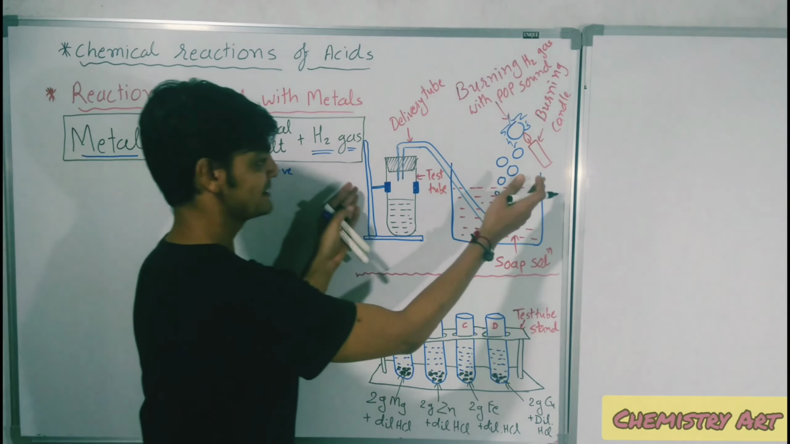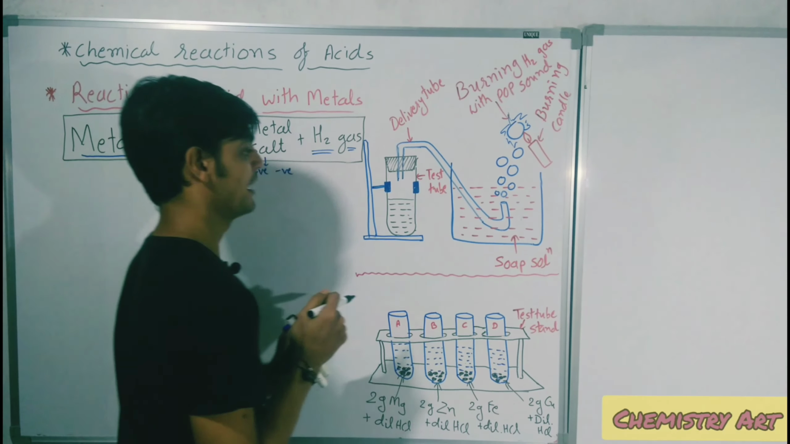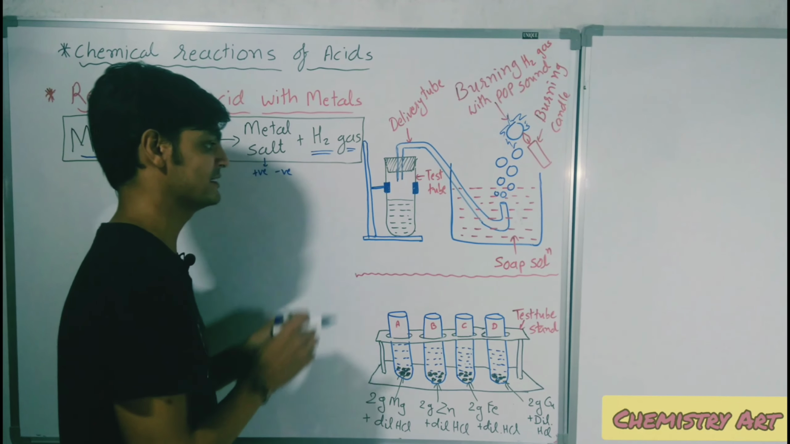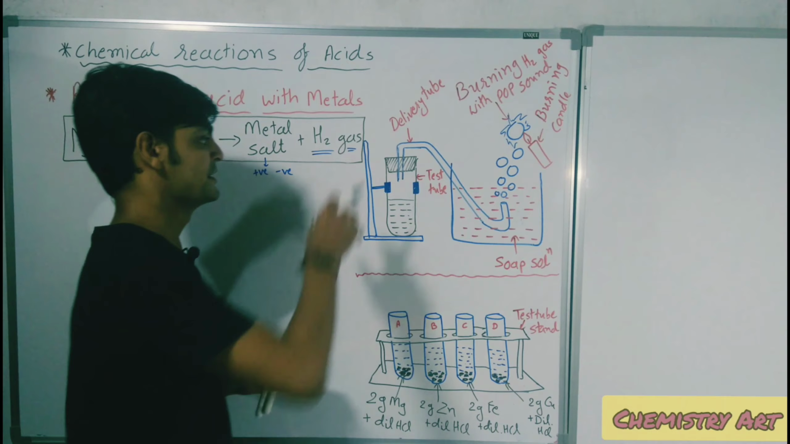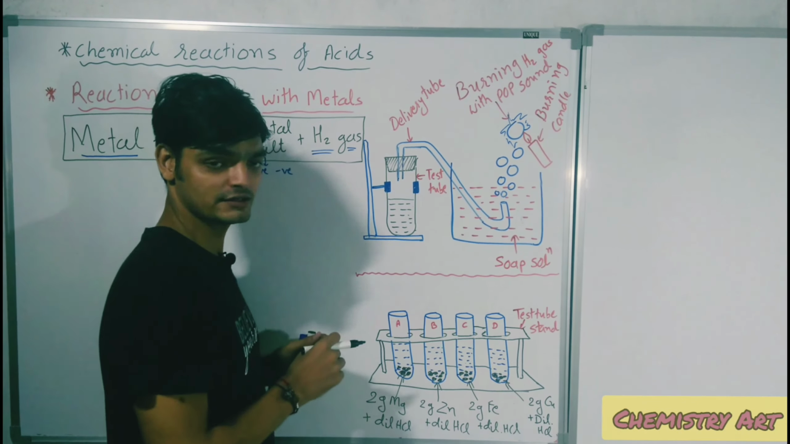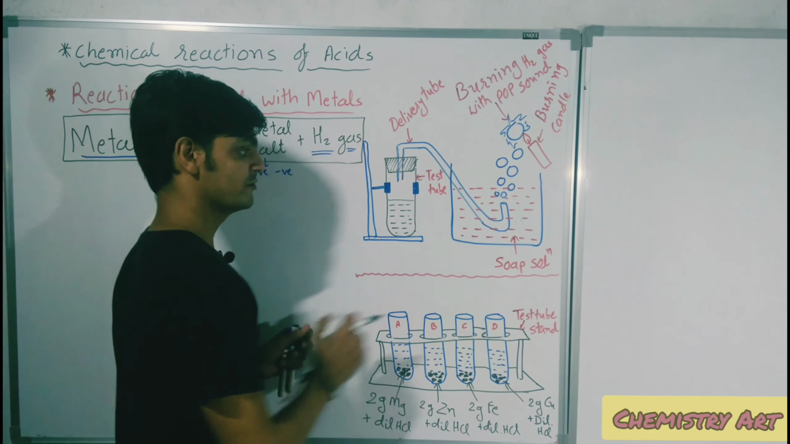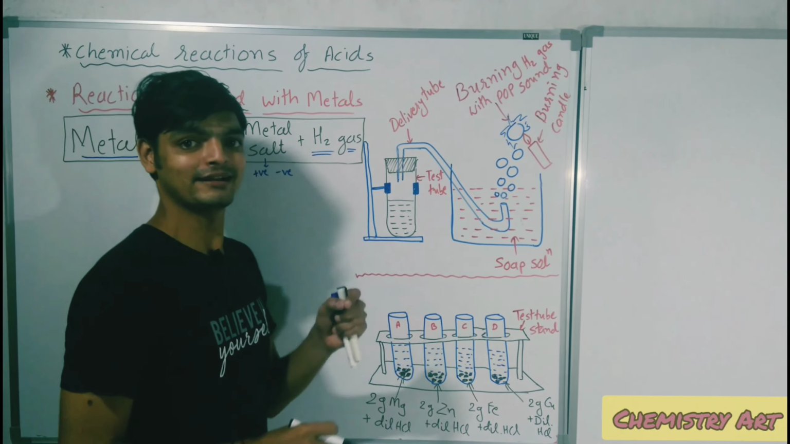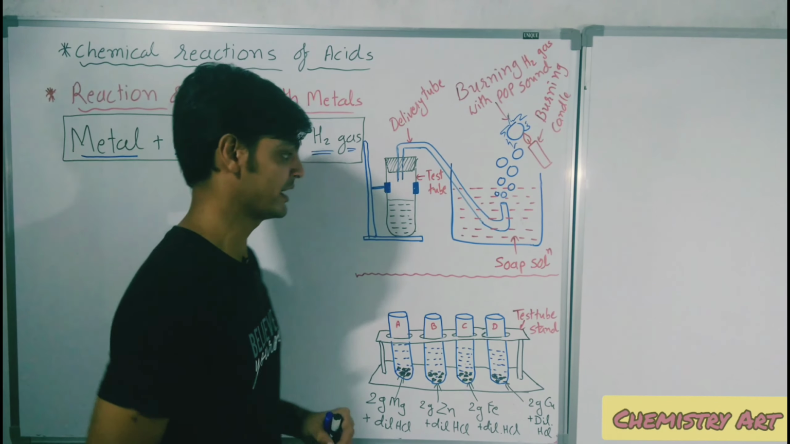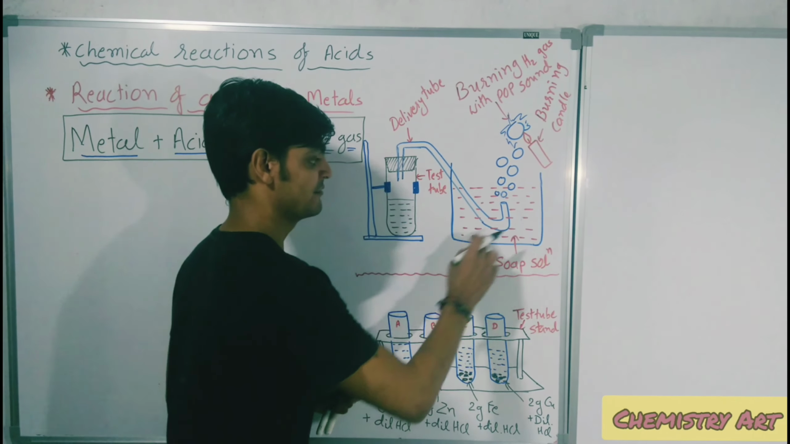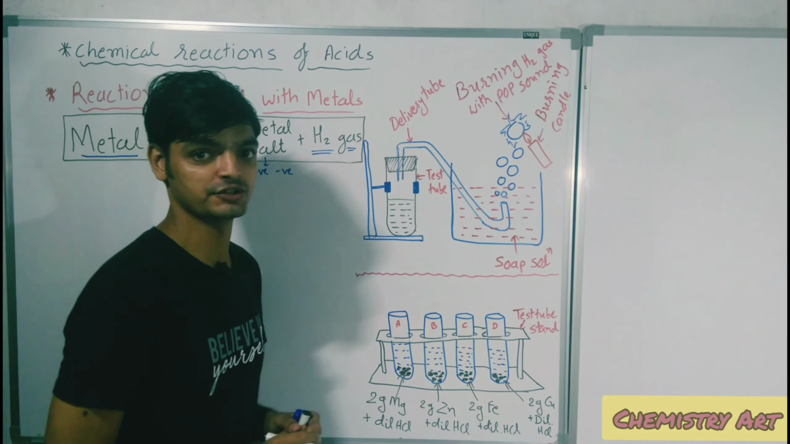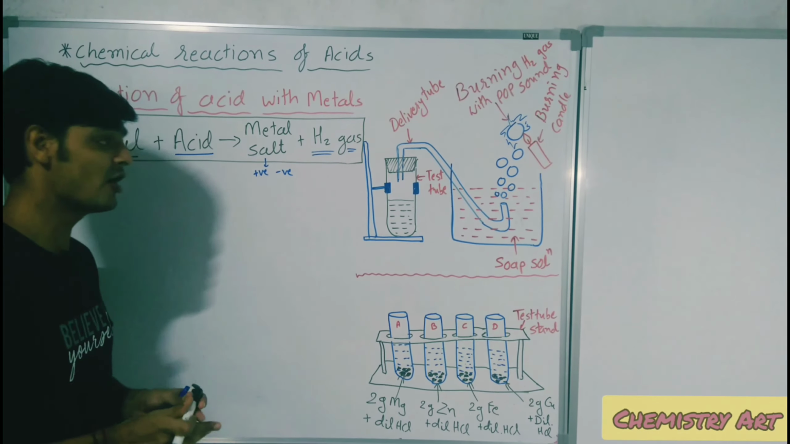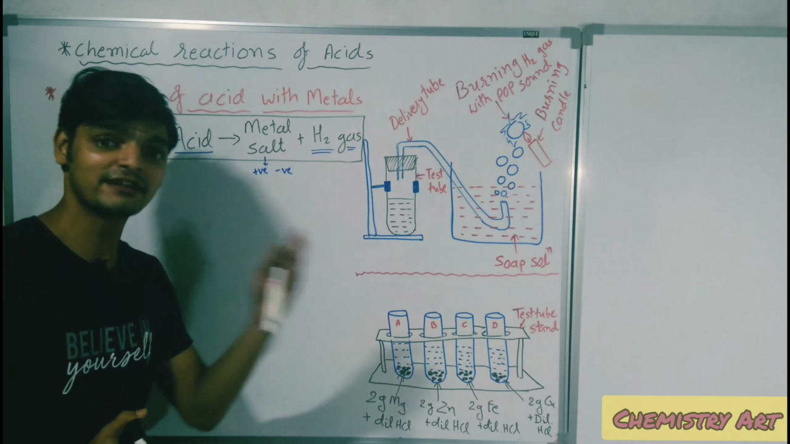So here you can see a figure, in which I have shown the setup of the apparatus and glassware. This is a test tube, and this is a glass container. In this test tube we will take metal plus acid. In this glass container we have taken a soap solution. So let me explain how the metal reacts with acid.